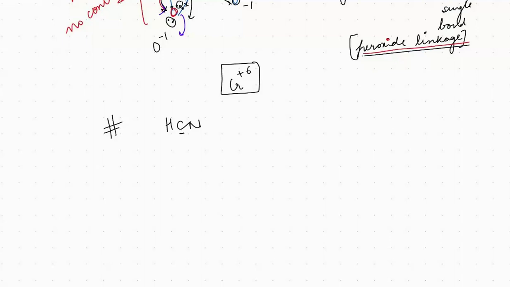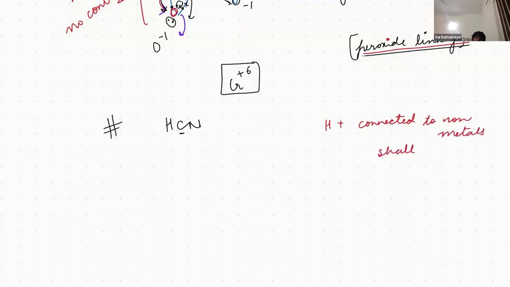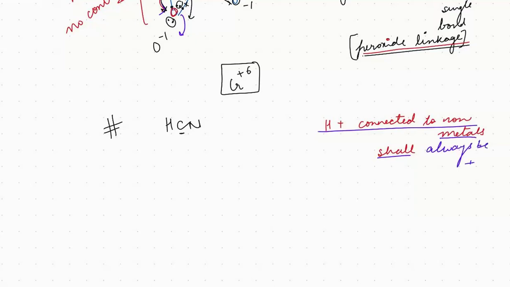What do we say? So we say that H, for example, I know that H whenever is connected to non-metals. No, I'll tell you. H is connected to hydrogen and carbon will be -4. Hydrogen shall always be connected to non-metals. Whenever hydrogen is connected to any non-metal, consider it to be a +1 charge.